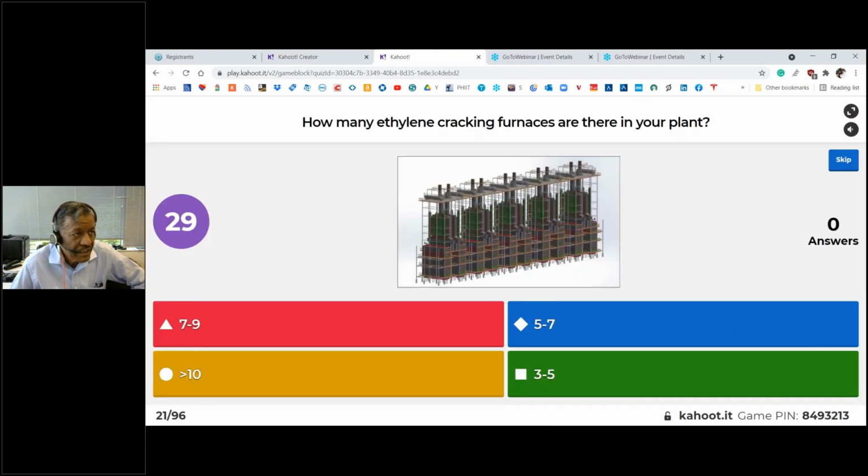So generally, plants will have multiple cracking furnaces, and that is because of variation in feed and variation in run length. So just want to get a feedback as to how many furnaces are there in your plant. On an average, about 8 to 10 ethylene cracking furnaces are there.